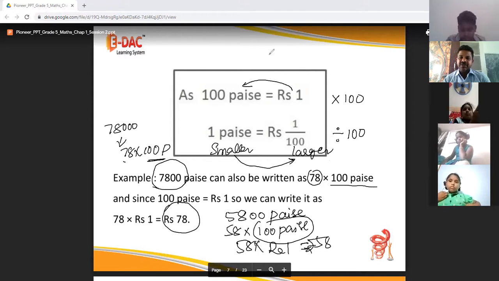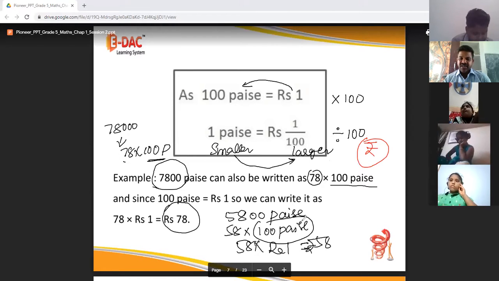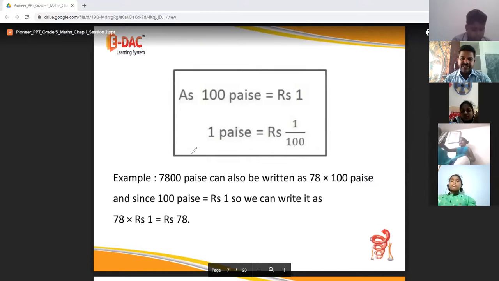This symbol is very, very important. What is the symbol used to represent rupees? This one. This is the symbol to denote rupees. So this is about the conversion between the smaller units into higher units.